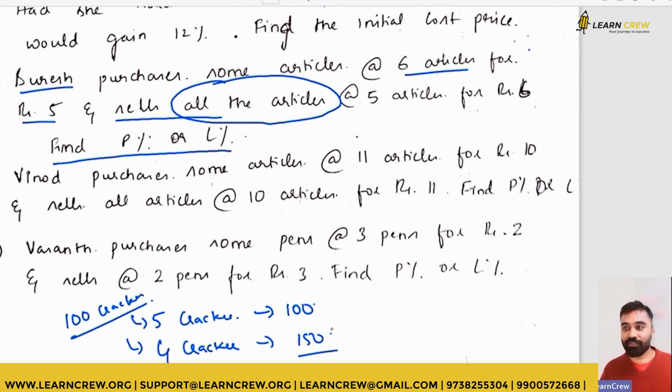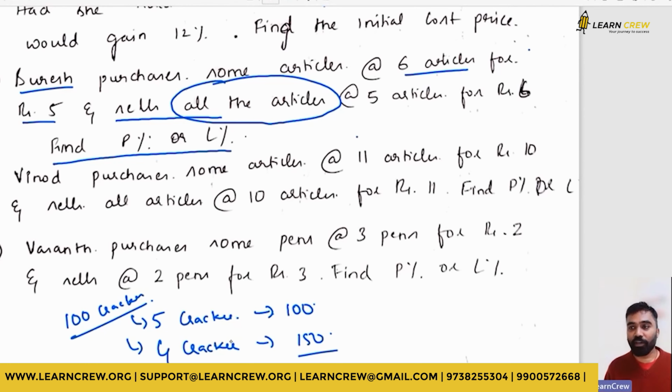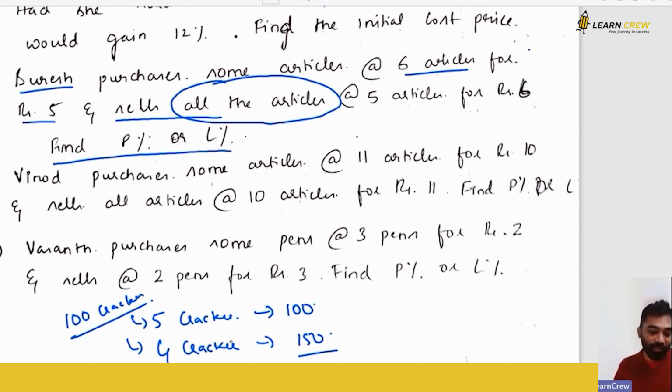4 cracker boxes, 150 each. So how are you going to calculate it? It's a profit. Okay, it's a profit. Now if it's a profit, how are you going to calculate it?